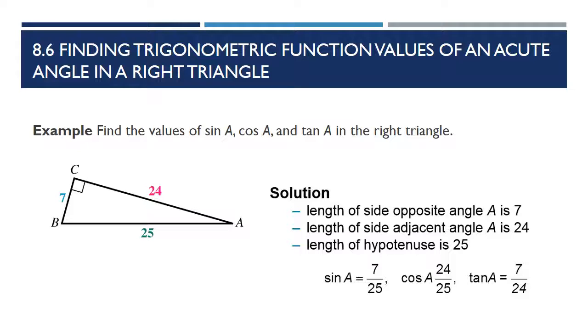So, opposite would be 7, adjacent is 24, and the hypotenuse is always the side across from the right angle, which is 25. That gives us a sine of 7 over 25, a cosine of 24 over 25, and a tangent of 7 over 24.